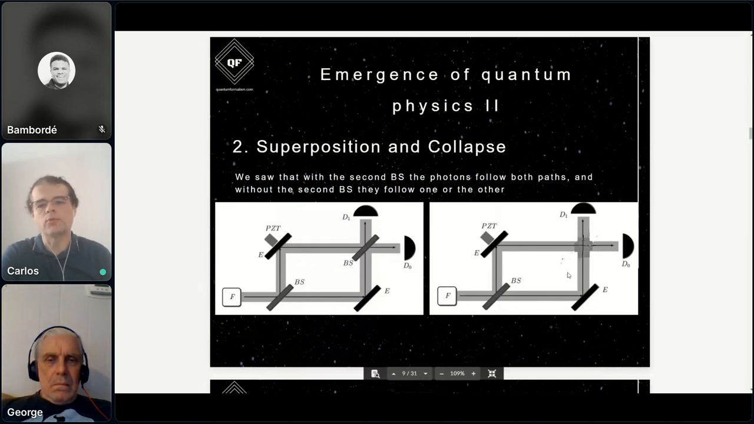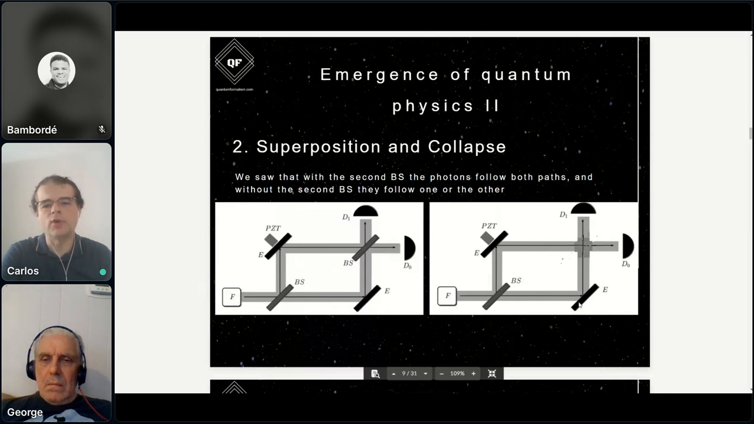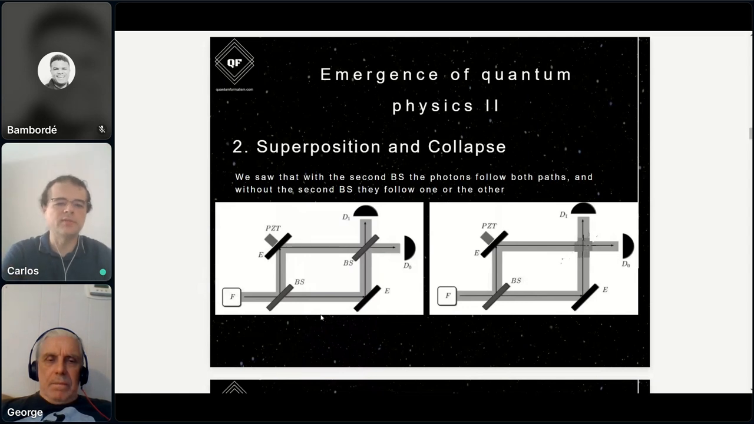Without the second beam splitter, they choose. The photon goes in this direction or in this other direction. But there is another thing. It seems you have this duality of the photons again in this experiment. Sometimes it works like a particle that chooses the way it goes, bottom or upside, or if I put the second beam splitter, it works like a wave. It goes in both directions at the same time. At least it works like that. The experiment shows something like that.